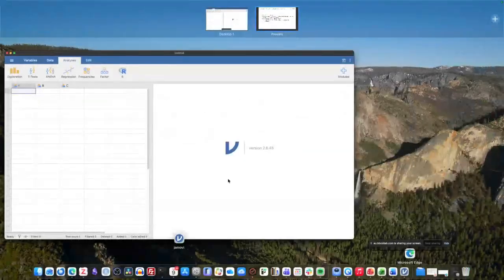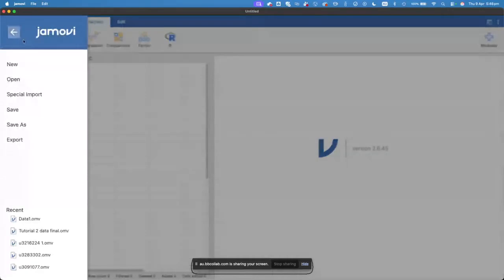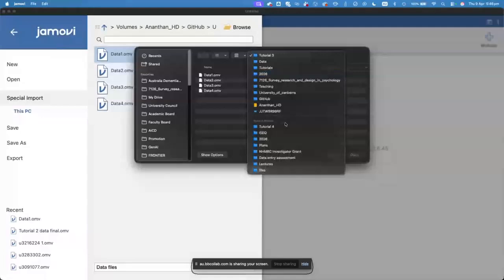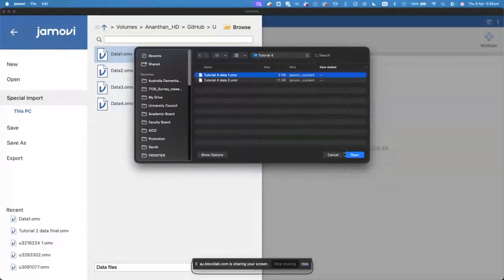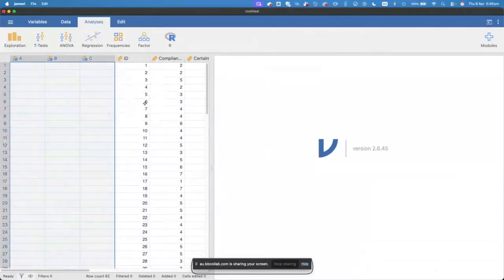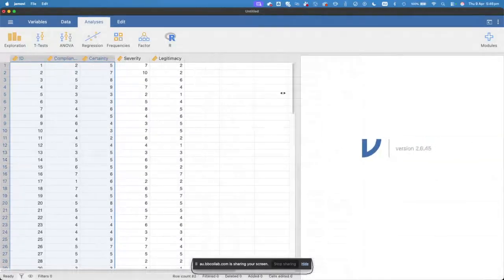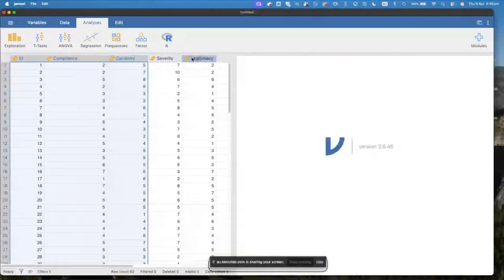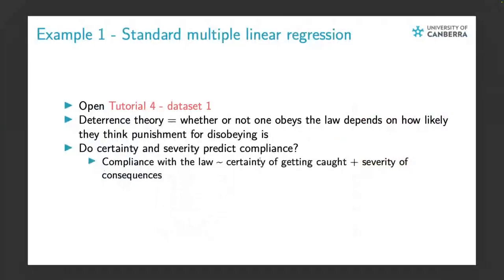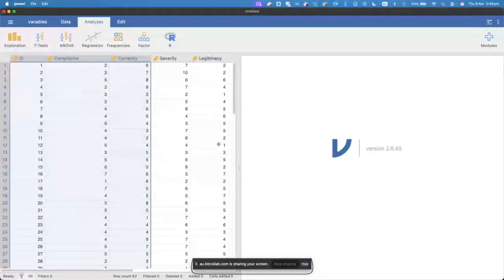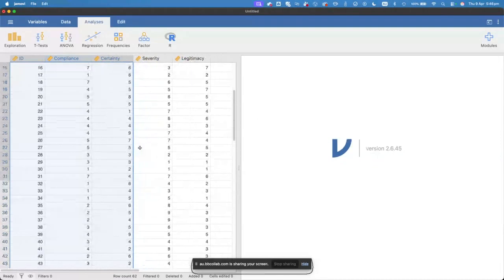So what I want you to do is pull up the data set. So you go import your data. Tutorial 4, data 1. Open, and I'll delete these. Okay, so here are our variables. We have compliance with the law, certainty of getting caught, severity of consequences, and we'll talk about legitimacy in a moment. What do you observe in this data set first off?